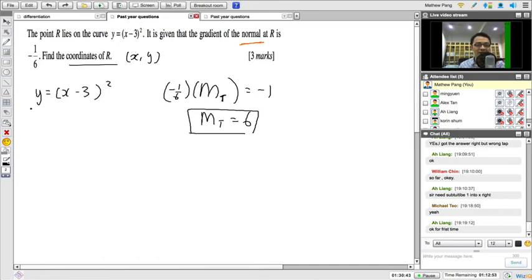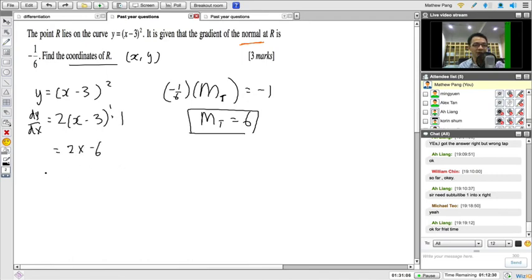Alright, so I know I want to get the gradient, I need to differentiate. So yeah, I can differentiate this one very fast, dy dx. If I do not want to expand, I can straight away do it like this. And then this is power 1. Differentiate inside one more time, I got 1. So basically it's 2x minus 6.